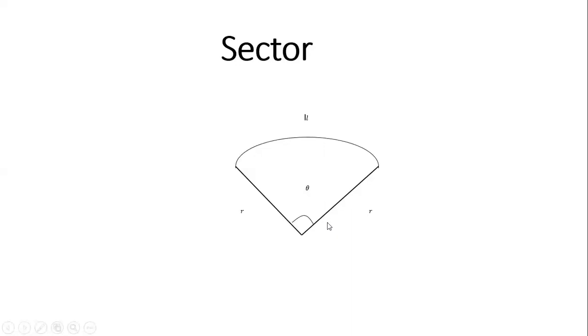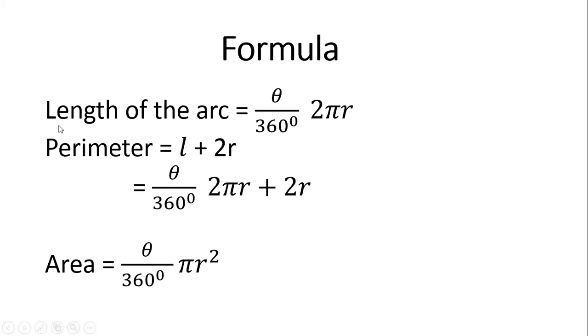A complete circle, the angle of a complete circle is 360 degrees. So if this part is cut out, that's the fraction. And that's why we have the length of an arc to be theta over 360, because theta is the part cut out of the circle, and the total sum of angles in a circle is 360 degrees. So theta over 360 times the circumference of the circle.